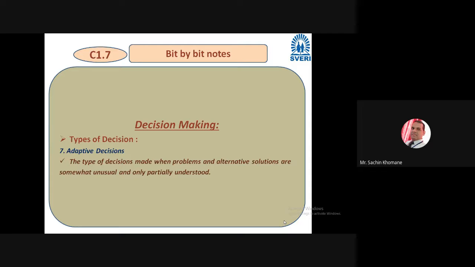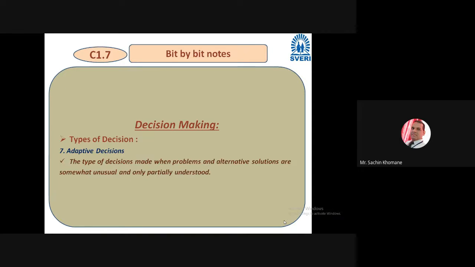Then the last type, almost we have covered all: adaptive decision. So this is a little complicated kind of decision you can say. This type of decision is made when problems and alternative solutions are somewhat unusual and only partially understood. Means you have not understood the problem and you have not understood the solution also, and the solutions are a little unusual. So complicated problems are there, solutions you are not able to understand, or you partially understood that particular problem and you have taken a decision. You have not understood fully. You understood that problem only partially, and you thought the solution is also somewhat unusual. Regular solution is not there for such kind of problem. In that situation, whatever decisions you take, such decisions are called adaptive decision.